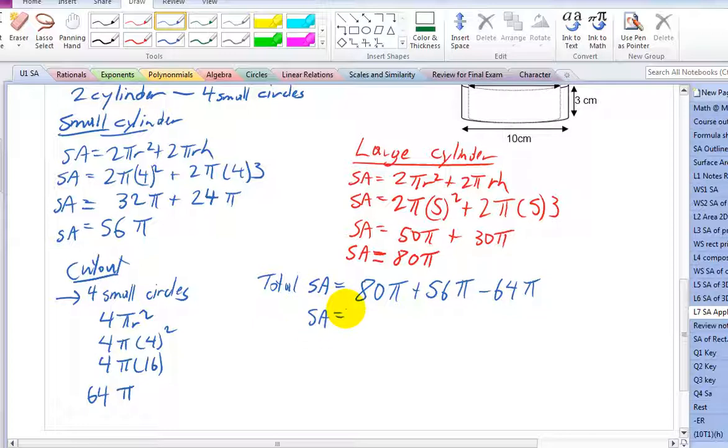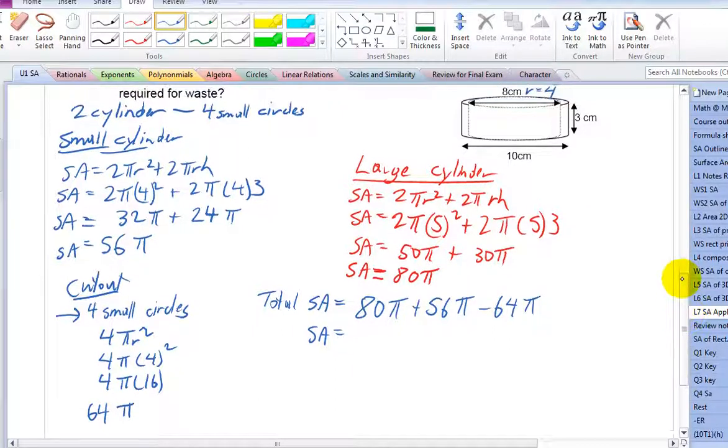Now, this is a bit of a weird one. It's because the cylinder is very short and wide that the cutout surface area, 64 pi, actually equals more than what the small cylinder was. Kind of weird, isn't it? Okay, but it's just because it's a short but very wide cylinder.